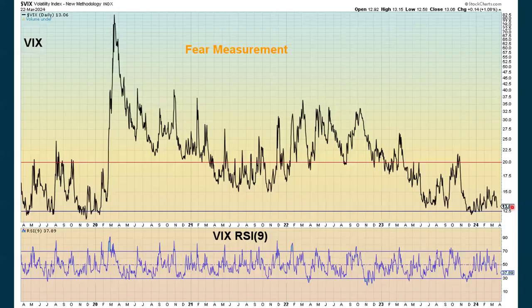Then we want to keep an eye on how fast the VIX is moving up or down. This is what I use to measure this with: an RSI based on 9 periods. And we look for extreme positive or negative readings. Even though we've been going up and down with this indicator, we're not getting anything extreme right now.